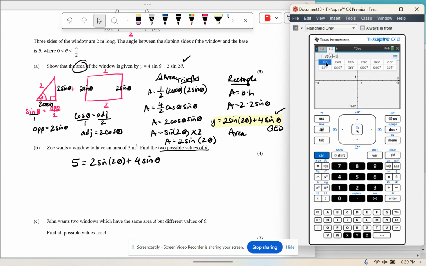2 sine of 2 theta. I'm just going to change it to an x plus 4 sine of x. Enter. And then I want this to be crossing the line y equals 5. Okay, and I have to find two possible values of theta, but I'm only from 0 to pi over 2. So let's change this to pi.